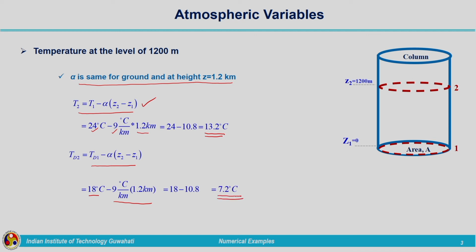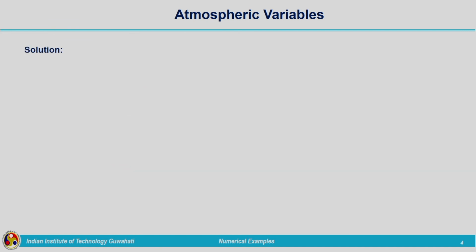So, now what we have done is calculate the air temperature and the dew point temperature at an elevation of 1200 meters from the ground. Now, let us move on to the solution. First we need to find out the vapor pressure at an elevation of 1200 meters from the ground surface.